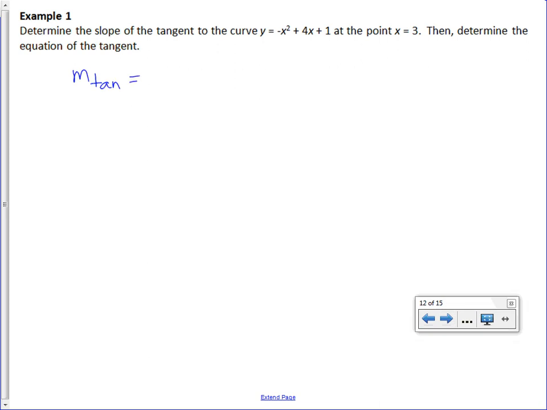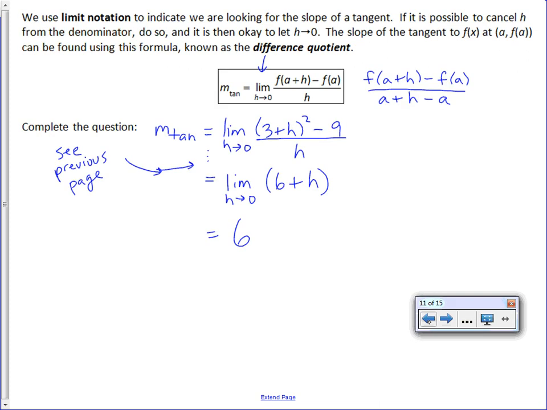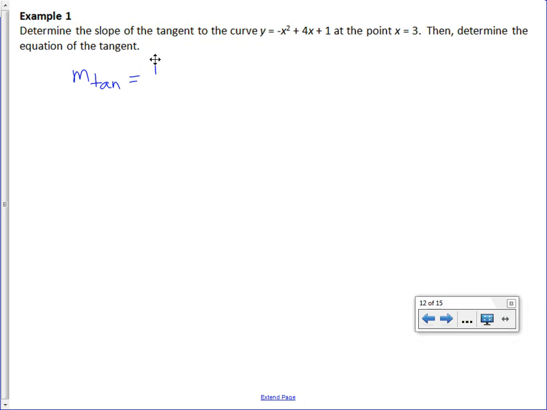Slope of tangent equals, see this lovely thing in the box? The lovely thing in the box is your starting point. The a is the point where you want to find the tangent. In this case, we want to find the tangent at 3. So everywhere there's an a, you're going to put a 3. Limit as h goes to 0 of f at 3 plus h minus f at 3 all over h.